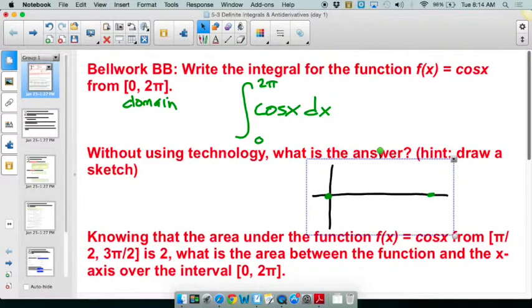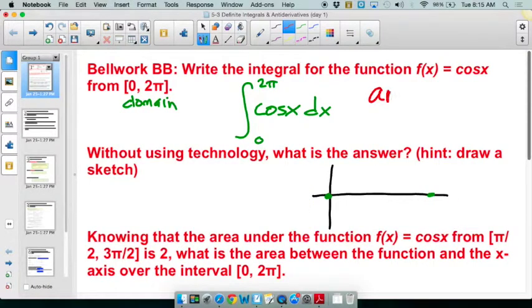Okay, it says, without using technology, what's the answer? So we need to know what this physically represents. Finding the integral physically represents what? Yeah, it means the area between, and Ryan says area under the curve. We have to kind of interpret the word under as trapping it between the curve and the axis. Okay, and we typically just use the term under for that.